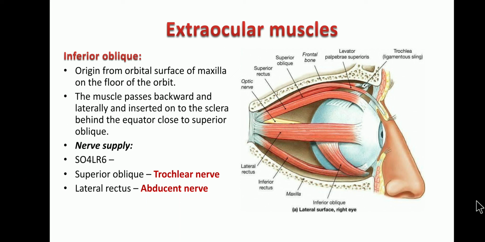The remaining muscles are supplied by the oculomotor nerve through its 2 divisions, superior and inferior rami of the oculomotor nerve, including the levator palpebrae superioris. So of the 7, you exclude the superior oblique and lateral rectus, and all the remaining 5 muscles are supplied by the oculomotor nerve or the 3rd cranial nerve.